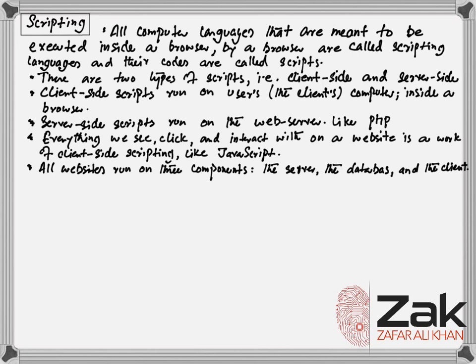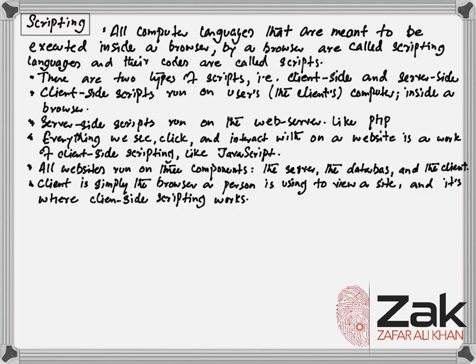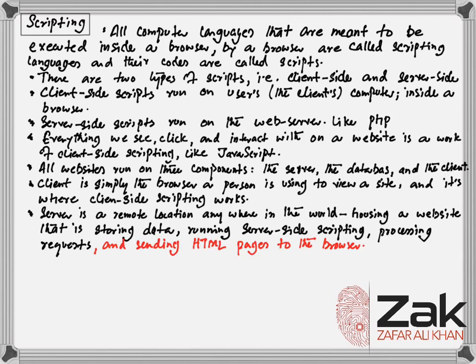All websites run on three components: the server, the database, and the client. So we are the client. The databases are kept on the servers, and servers have their scripts and machines and everything, so that we are always provided with the best service possible. Client is simply the browser a person is using to view a site, and it's where client side scripting works. Server is a remote location anywhere in the world housing a website that is storing data, running server-side scripts, processing requests, and sending HTML pages to the browser.